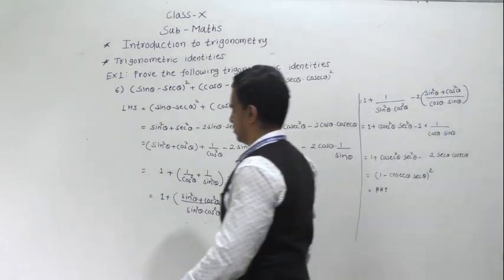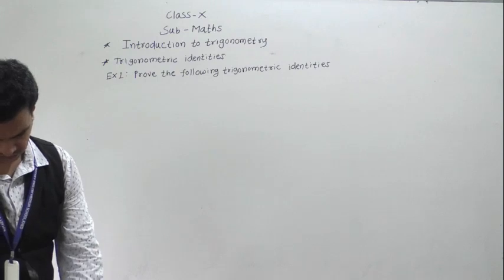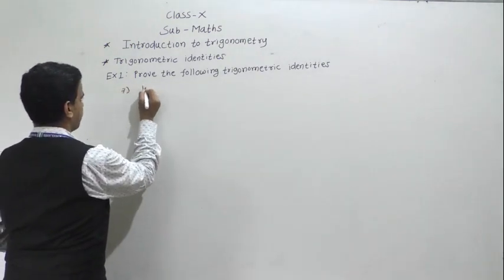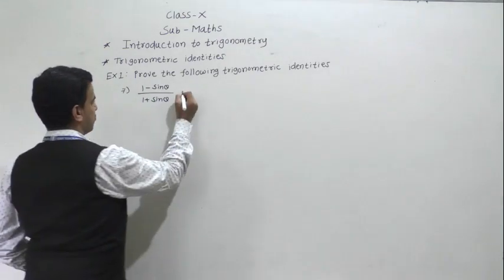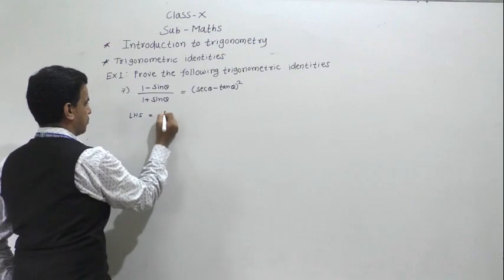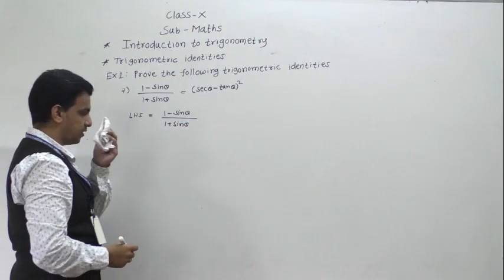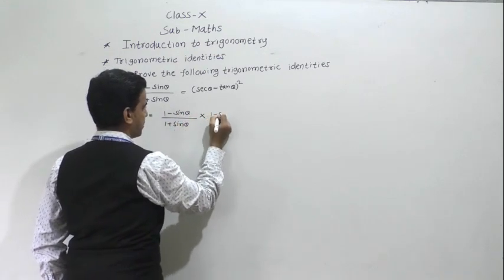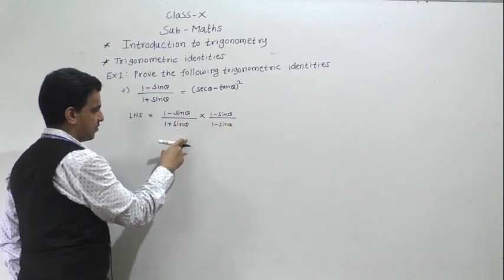Okay, now we will take the next sub question. Okay, the 7th one: (1 minus sin theta) upon (1 plus sin theta) is equal to (sec theta minus tan theta) bracket square. Okay, so LHS is equal to (1 minus sin theta) upon (1 plus sin theta). If we observe the denominator, that is 1 plus sin theta, so multiply numerator and denominator by 1 minus sin theta, because if we multiply this, it will convert into 1 minus sin square theta, that is cos square theta.